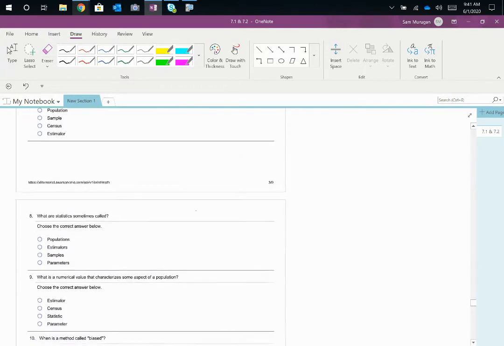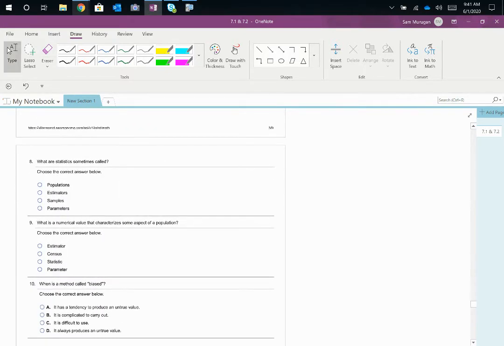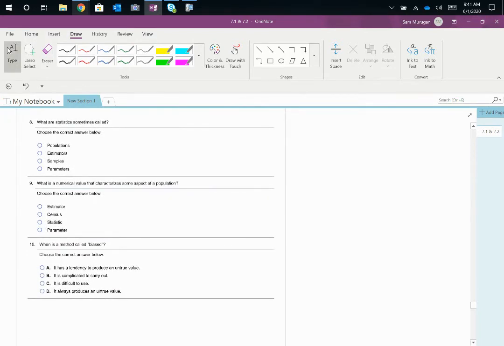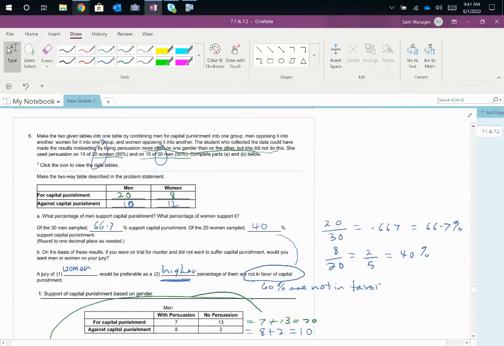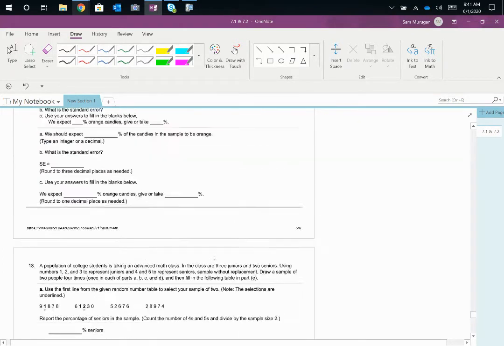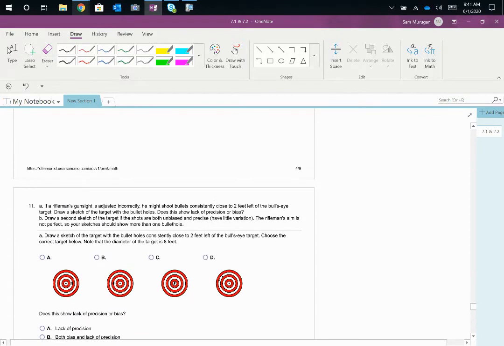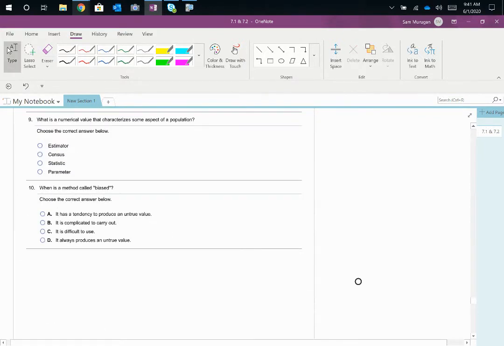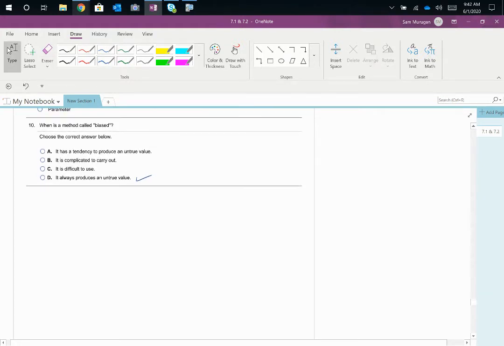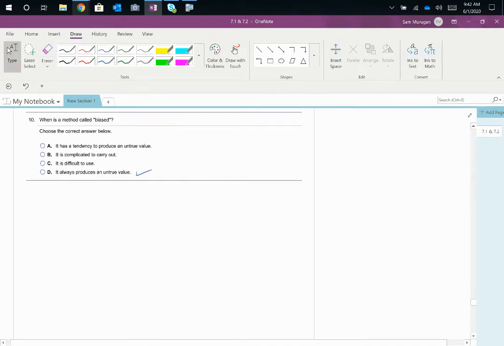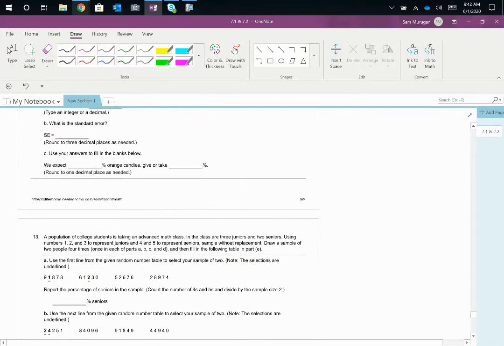All right, I'm going to leave the definition questions for you, and I'm moving straight to perhaps question 10. When a method is called biased, and that's also a definition question, when a method is called biased, it also produces an untrue value. Sorry, not always. Tendency to produce an untrue value. All right, here we go.